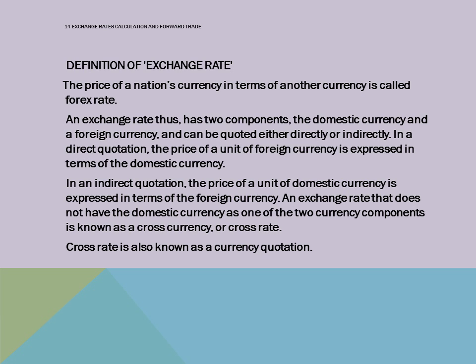Now we shall see the definition of exchange rate. The price of a nation's currency in terms of another currency is called forex rate. An exchange rate thus has two components, the domestic currency and a foreign currency, and can be quoted either directly or indirectly. In a direct quotation, the price of a unit of foreign currency is expressed in terms of domestic currency. In an indirect quotation, the price of a unit of domestic currency is expressed in terms of foreign currency.